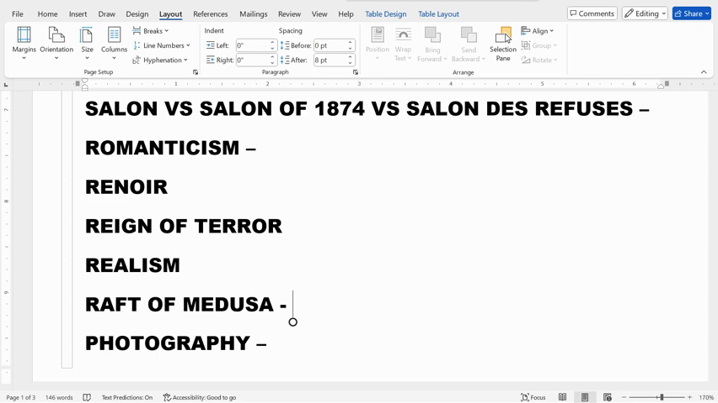Does everybody know the difference between these three salons? I should even throw in the little salon with the little s in there. That'd be a great essay. Explain the difference of the four salons.